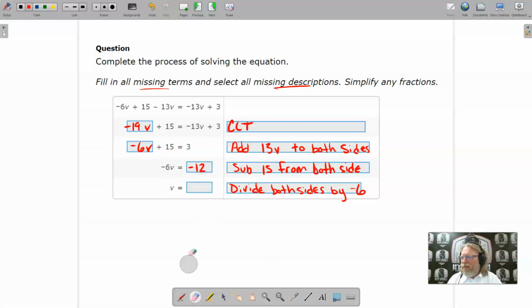So we're dividing both sides by negative 6. So negative divided by negative is positive. 12 divided by 6 is 2. So v would equal 2.